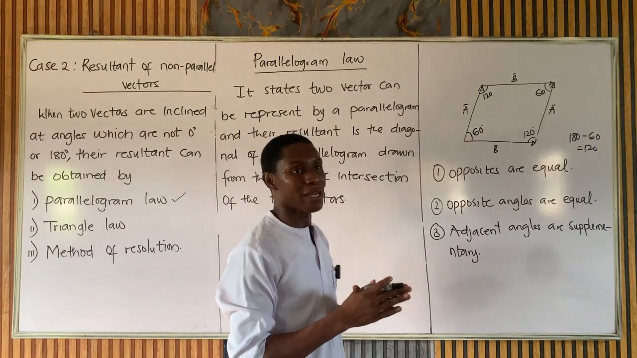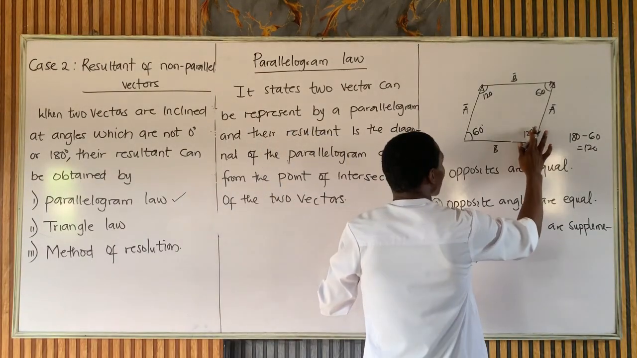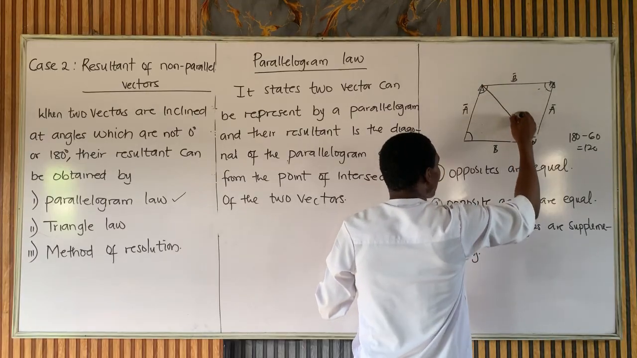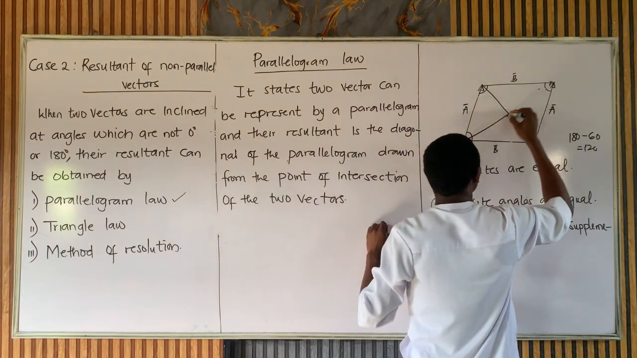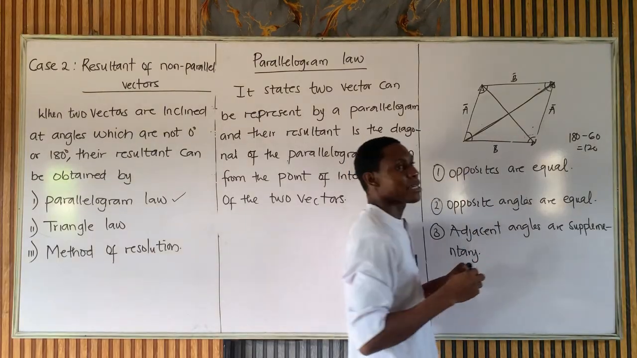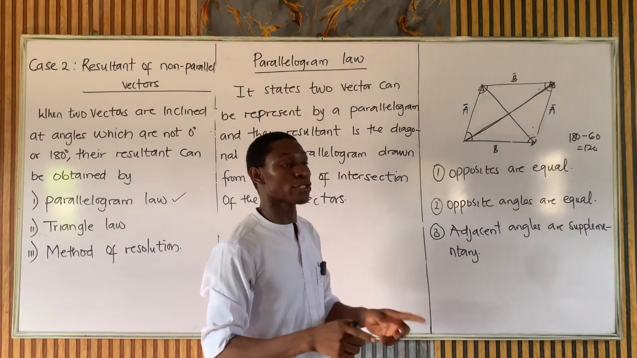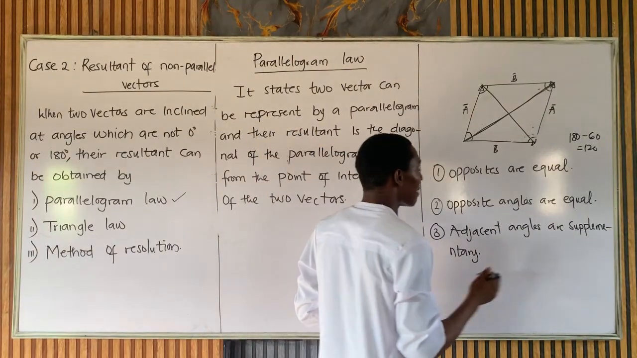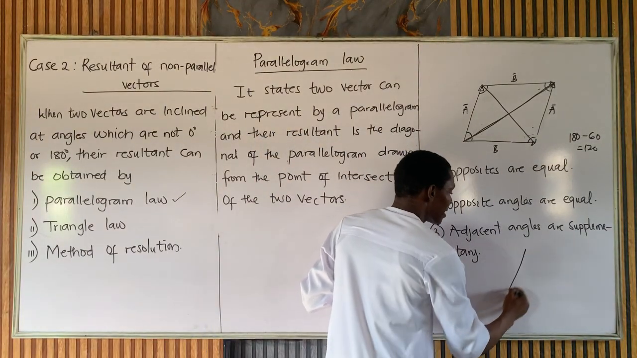Now, another property of a parallelogram is the diagonals. A parallelogram has two diagonals. The one taken from here to here, and the one taken from here to here. Now, these two diagonals don't represent the resultant. Only one represents the resultant. And let me show you how you know that one. It is the two vectors now.